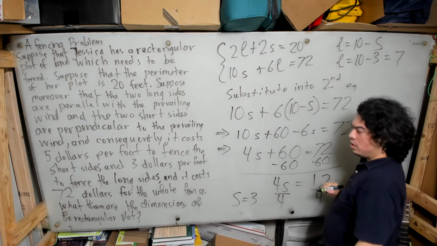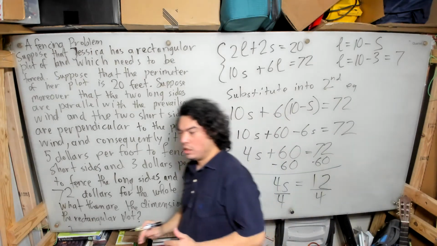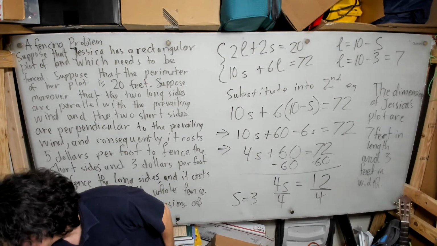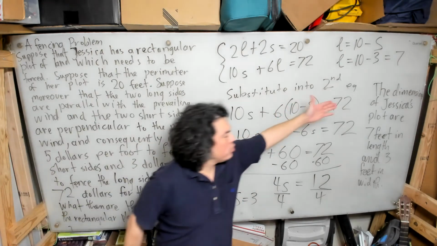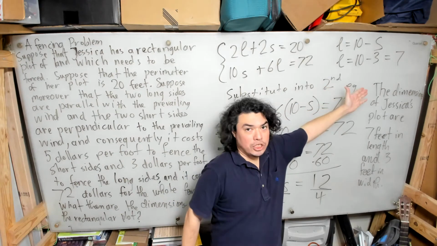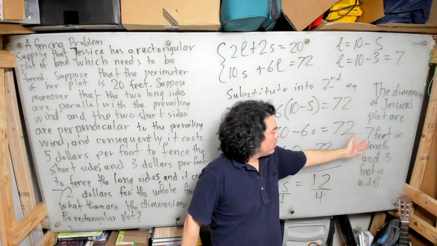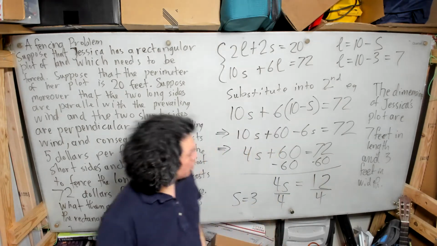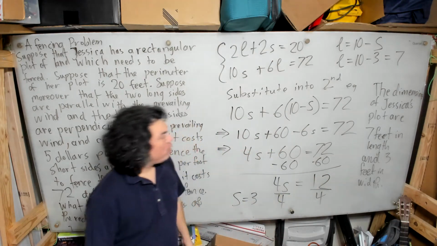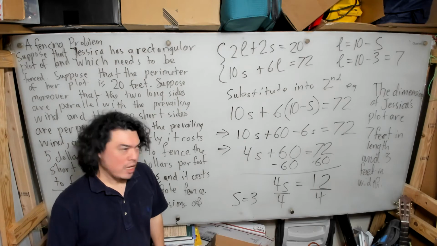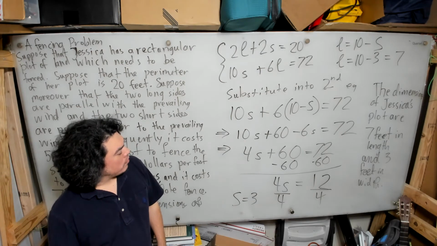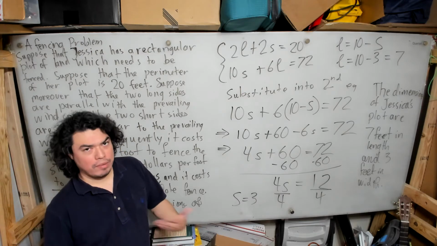So I can now state the answer to this problem. The dimensions of Jessica's plot are 7 feet in length and 3 feet in width. So here we have used the substitution technique, and I want to make the following point.